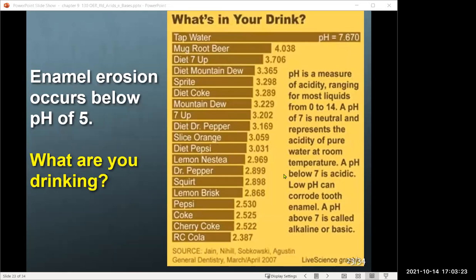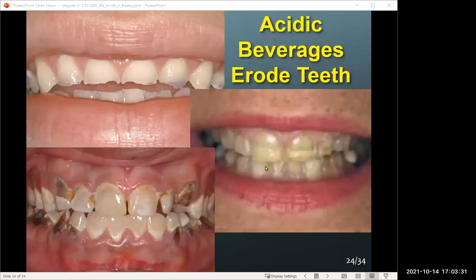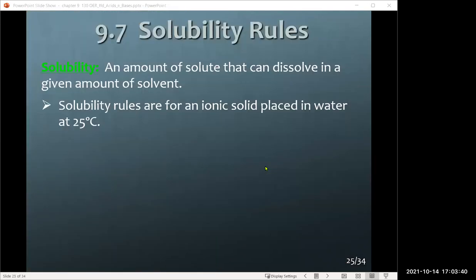Okay. Some examples of pH of soft drinks. You can see it's pretty acidic. This could be a problem, right? Enamel erosion due to the acidity. Right. Okay, which brings us to the solubility rules.